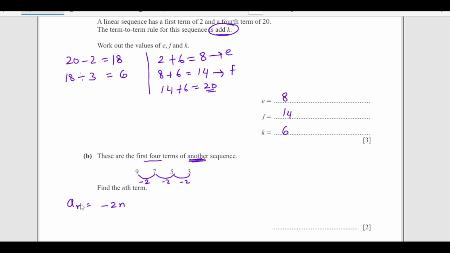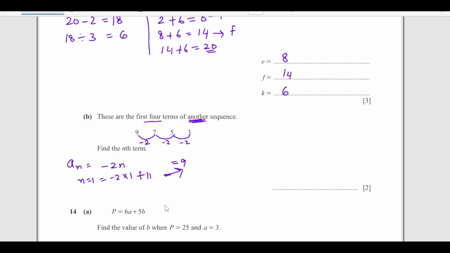Then we see the first term is 9. For n equals 1, negative 2 times 1 gives negative 2, but we need 9. So, to get 9 I have to add 11. That means negative 2n plus 11 gives you 9. Let us check, does it work for the second term? If n is 2, negative 2 times 2 is negative 4, plus 11, it is 7. So, yes, it is 7.